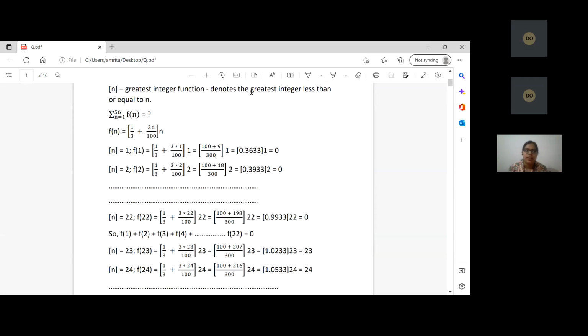We plan to divide it into different parts from 1, 2, 3, 4 up to 56. We'll start with a trial by substituting 1. When n is equal to 1, f of 1 is equal to 1 by 3 plus 3 into 1 by 100.